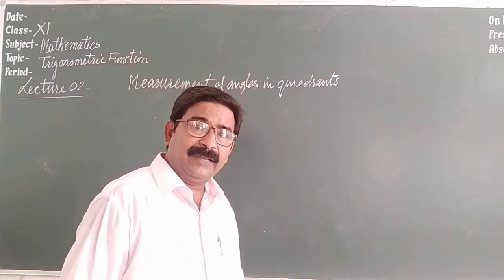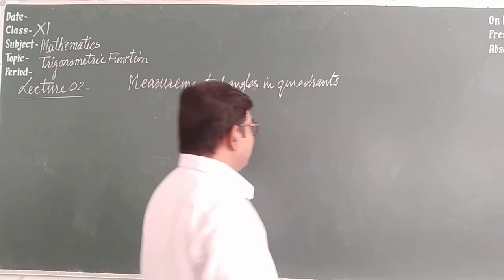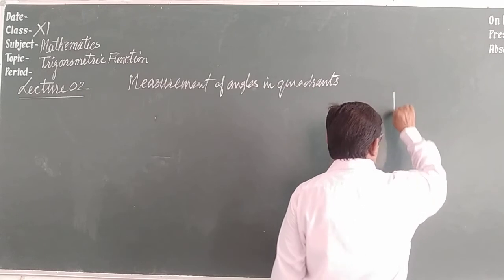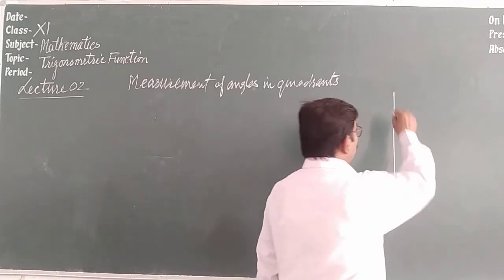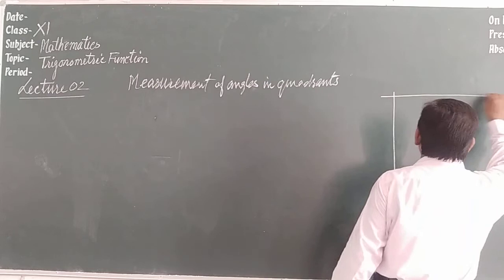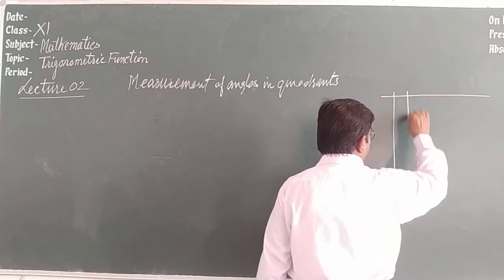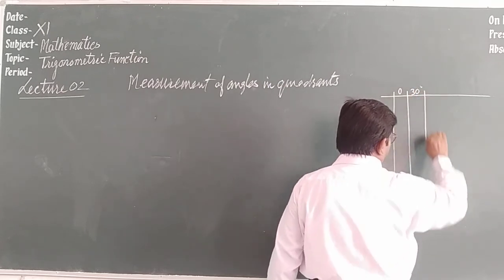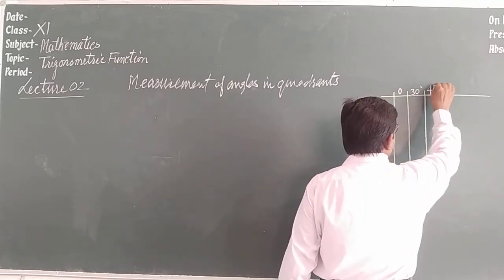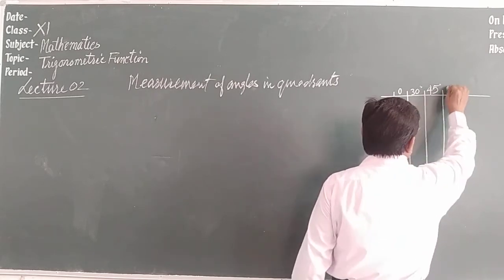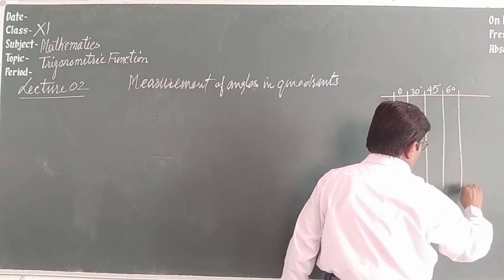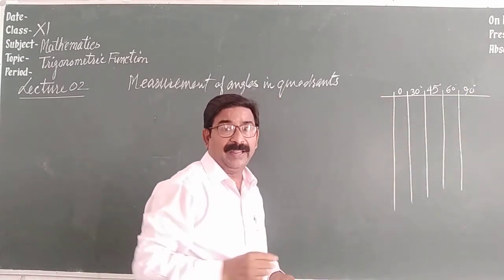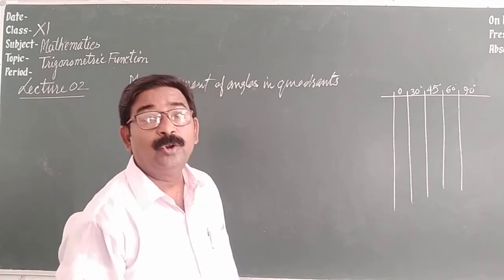Can I give the idea? Let's see, I am writing here on the side for you to memorize. This is 0 degree, 30 degree, 45 degrees, 60 degrees, and 90 degrees. These were called known angles.